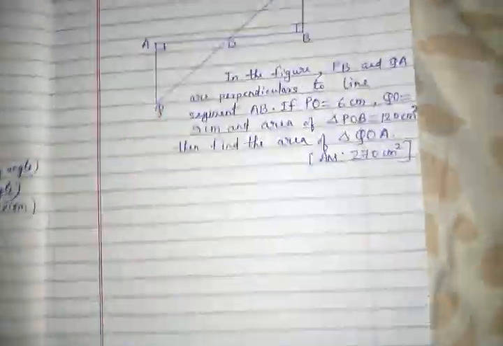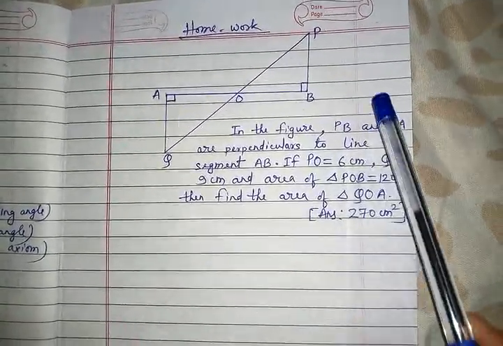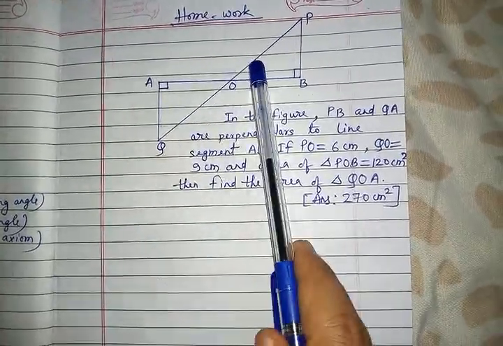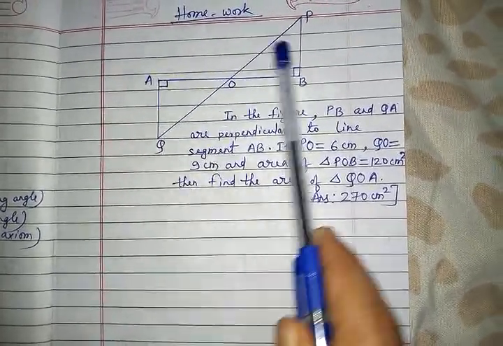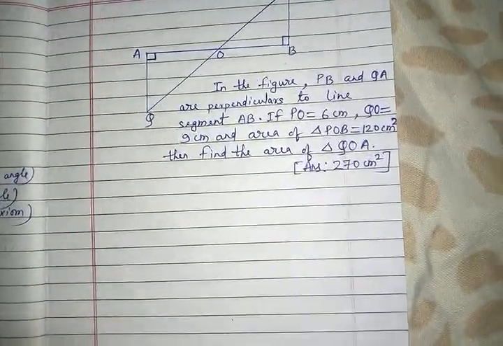So children, one more very easy question I have given you as homework. Please do this question as homework. Here you can see 90 degree is given and vertically opposite also you can see. So you prove similar and then whatever question has been asked here, find the value of that.